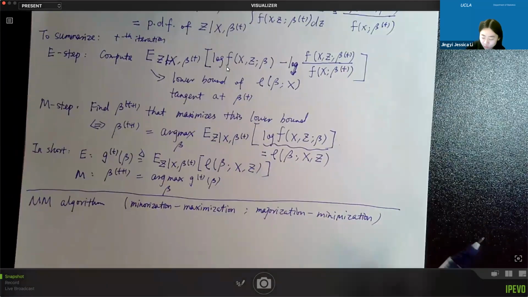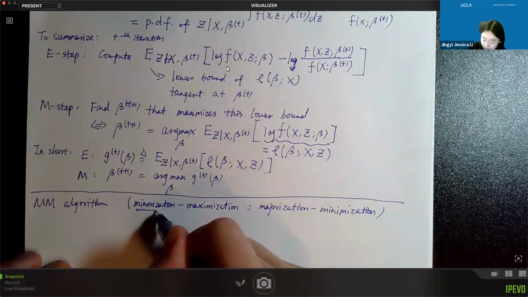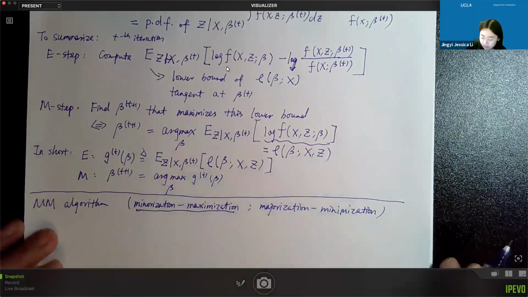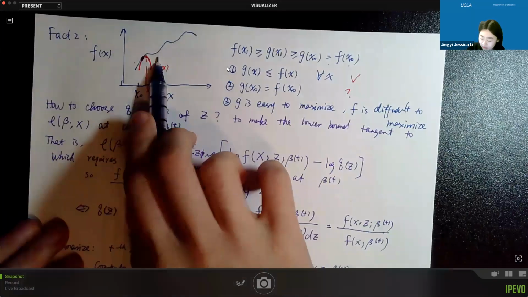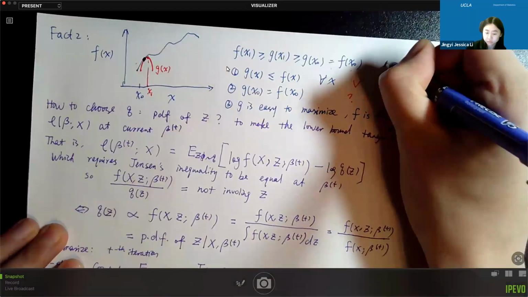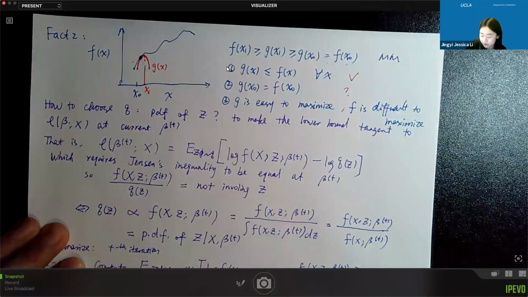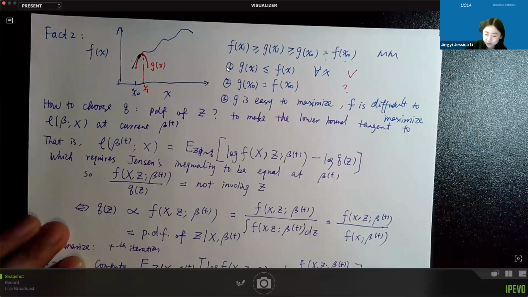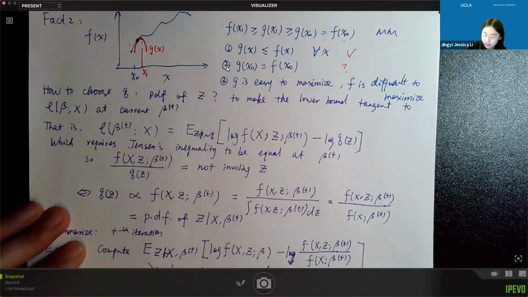So we already explained the minorization, maximization. This is exactly what we have here. So this is the MM algorithm. So for the MM algorithm to work, it's for the case that you need to find a nice, not an easy to optimize, lower bound. That's the thing.